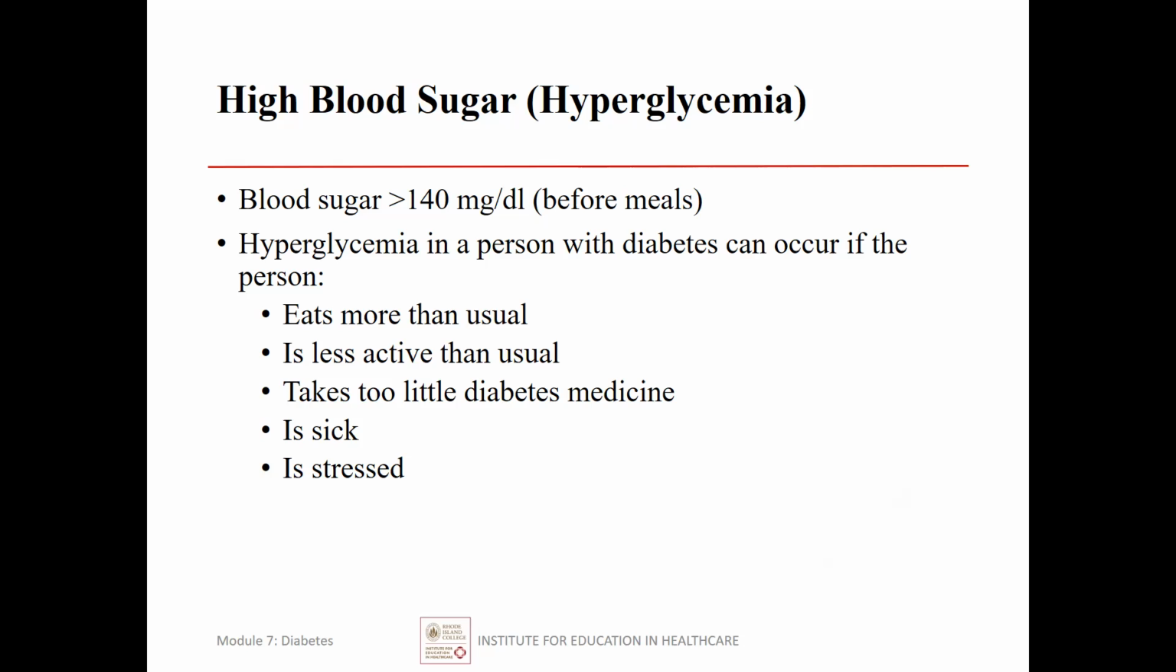And that can happen when a person eats more than usual, is less active than usual, takes too little diabetes medicine, is sick, or is very stressed. So being sick or being stressed can sometimes make the blood sugar go up even if the person is doing everything else as they normally do.